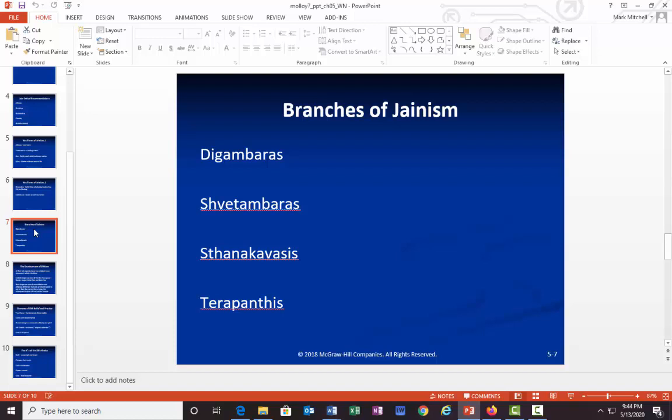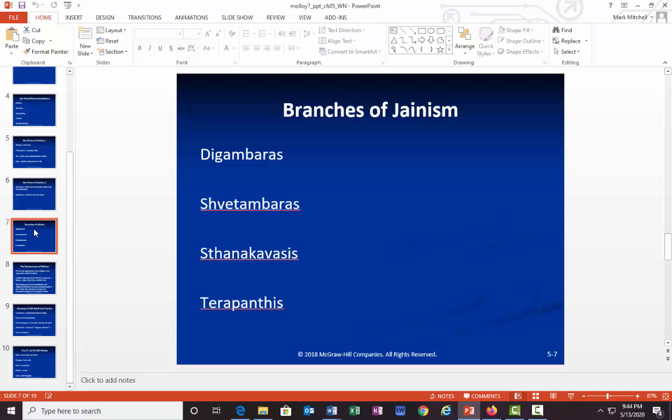The second branch of Jainism on the slides is the Svetambara, and that means clothed in white. So the monks and nuns who observe this form of Jainism are going to dress in white robes. That means they do accept women. They're more in the northern part of India, and they have a few different views about the Mahavir that maybe the other branches would disagree with.